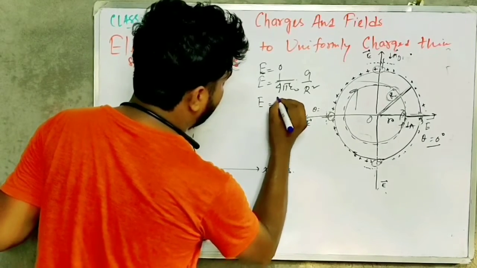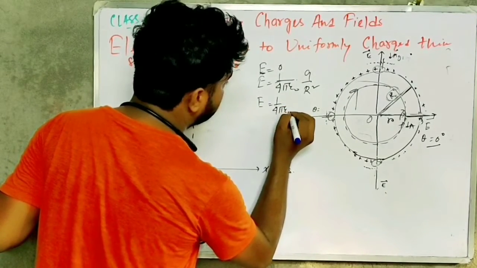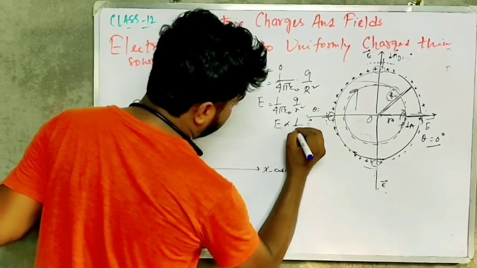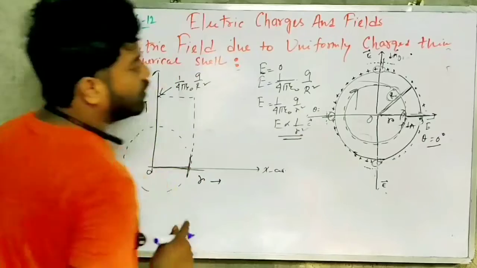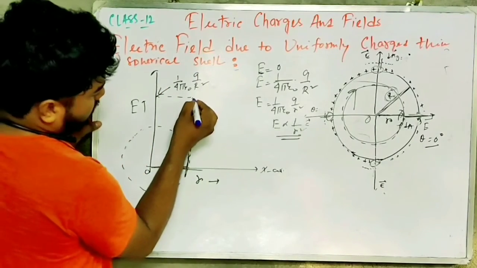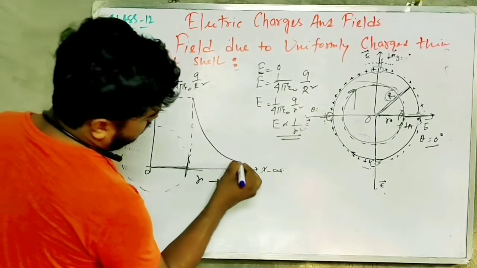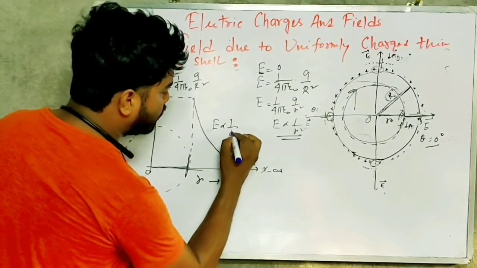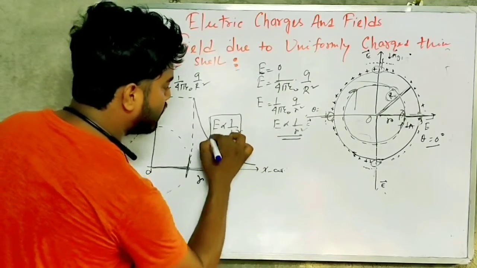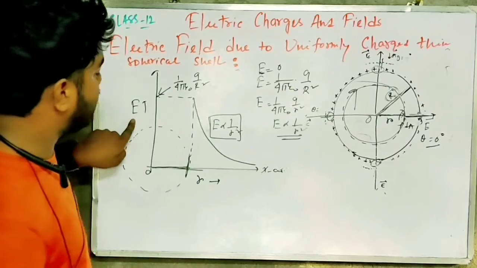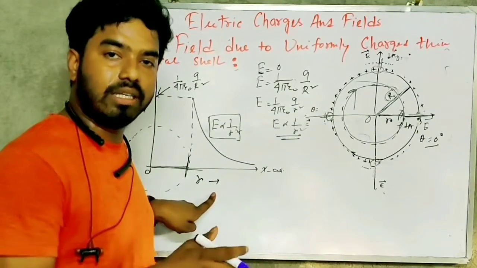is 1 by 4 pi epsilon naught Q by small r square, that is, electric field is inversely proportional to the square of the separation. Okay, so this graph will be like that, that is, here E is proportional to 1 by r square. So this is the graph for electric field versus distance here.